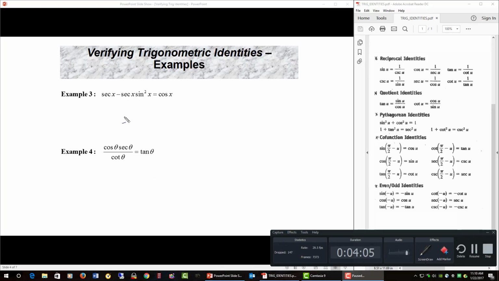These will get a little more difficult as we progress here. In the third example, we've got secant x minus secant x times sine squared x, and you want to verify this is equal to cosine x. If you were in a calculus course, would you rather work with all this if you were going to differentiate or integrate that left side of the equation, or just simply cosine x? I think I know which one I would choose. So let's show that these do indeed verify to give you the cosine. In this one, what you have to see is that you can factor out a common secant x from each of these two terms.